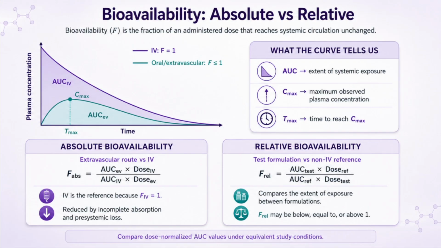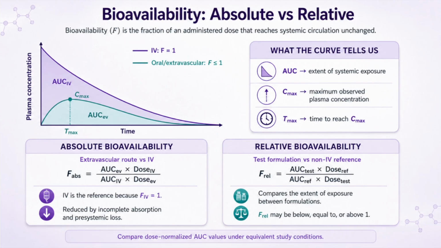Bioavailability is the fraction of an administered dose that reaches systemic circulation unchanged. Intravenous administration is used as the reference for absolute bioavailability because an IV dose enters systemic circulation directly and has an F of 1. Absolute bioavailability compares an extravascular route such as oral administration with IV administration. Because the doses may differ, we compare dose-normalized AUC values.